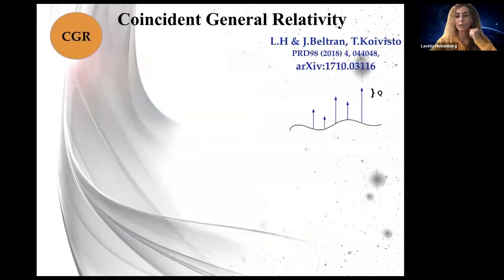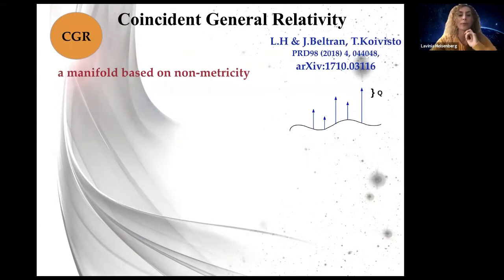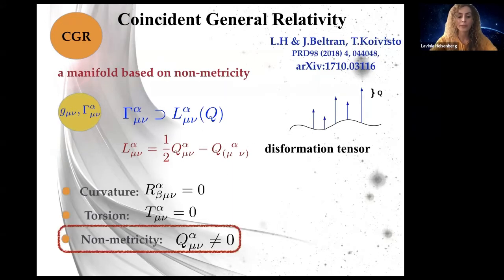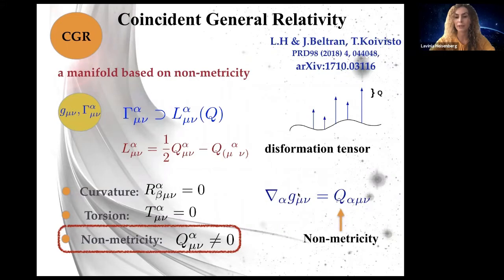Let me then move on to coincident general relativity. Now you have a manifold based on non-metricity. This is now your fundamental object. The actors are both the metric and the connection, and the connection has this important piece, the deformation tensor, given in terms of the non-metricity tensor in this way. Now you live in a space-time which is again completely flat, torsion is zero and only non-metricity is non-zero. Here is the definition of the non-metricity tensor, if you are not familiar. It's the covariant derivative with respect to the general gamma connection acting on the metric. So this is the non-metricity tensor.